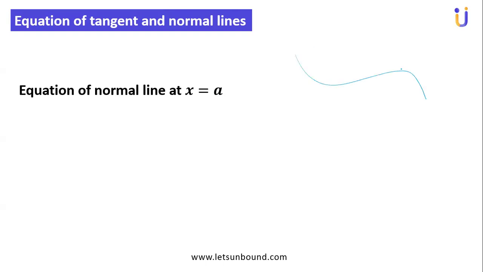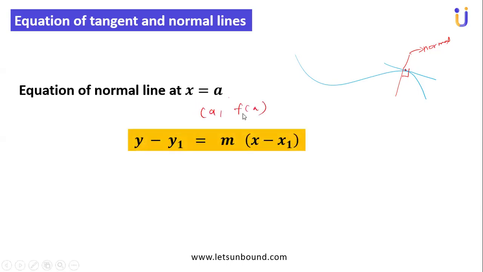So this is my graph, and you're drawing a tangent line, right? Normal line means at a point you draw a tangent, and your line should be perpendicular to the tangent. This is called the normal line. So very simple. The point will be a comma f of a, and it will be the same: y minus f of a, and the slope will have a change. For tangent, it's just f dash of a.